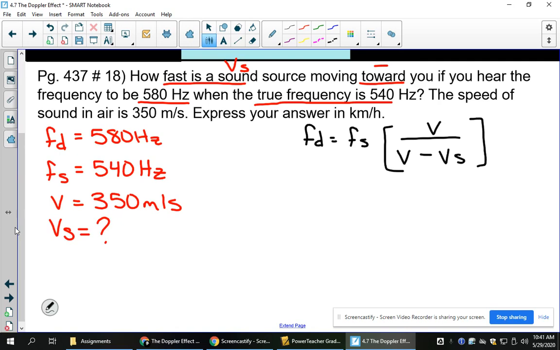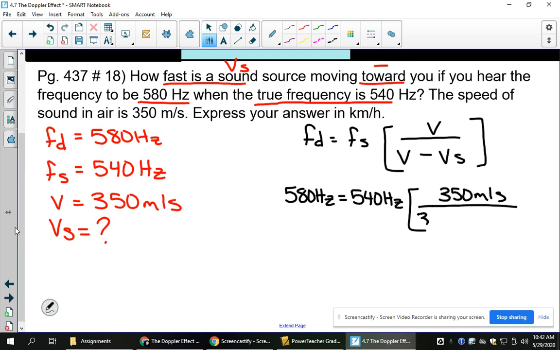Now, if you want a real challenge, you can try rearranging this right now for VS. It's quite a bit of algebra. So I'm just going to do the plug and chug method. I'm going to put all my numbers in here. 580 is my perceived frequency. 540 is my actual frequency. Speed of sound is 350. That number pops in the equation twice. And VS is what I'm looking for.